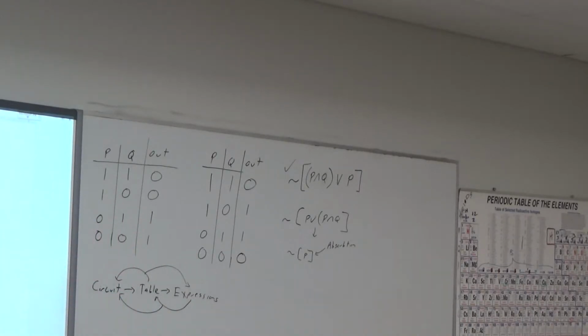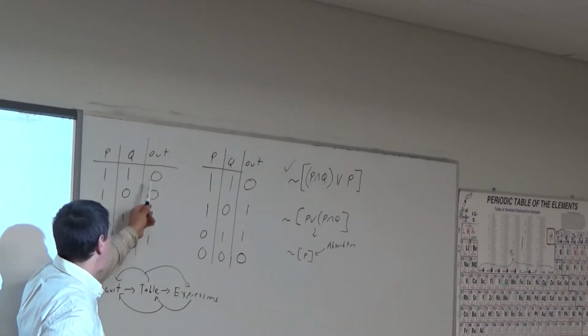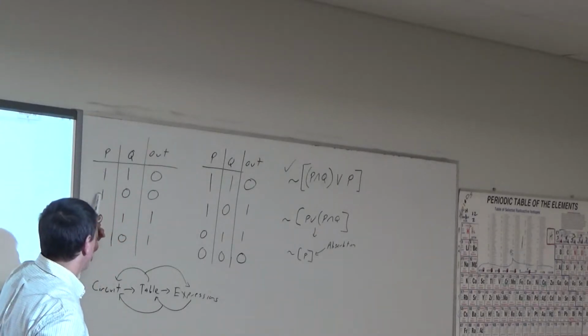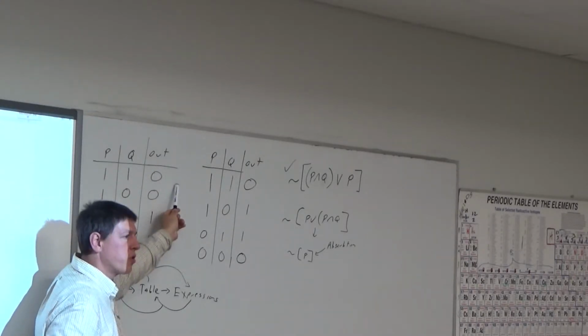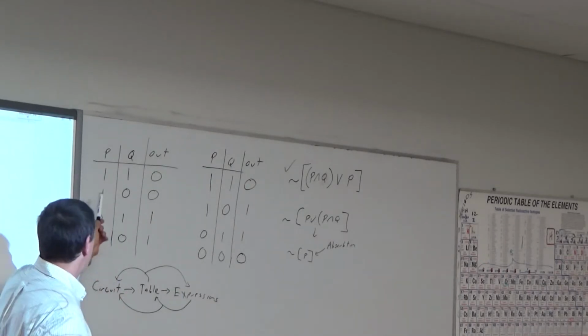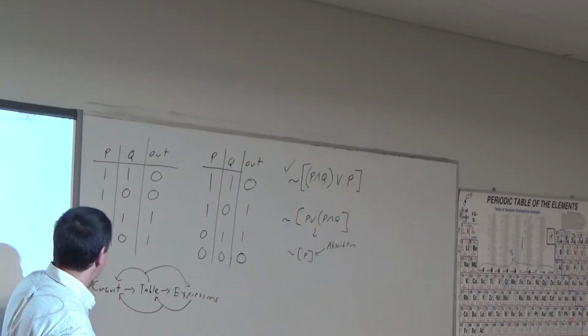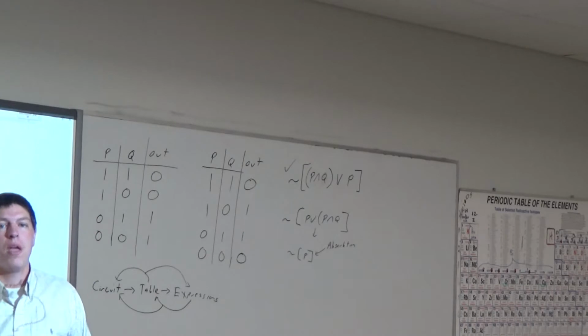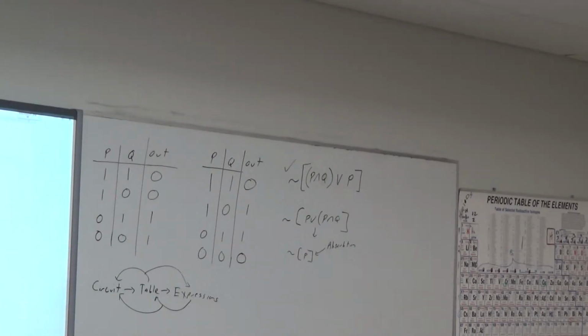Take a look at the truth table, guys. Doesn't the truth table say that when P is true, the output is false? Doesn't it say that when P is false, the output is true? So really, guys, does it matter what Q is in this example? Nope. Doesn't matter, right?